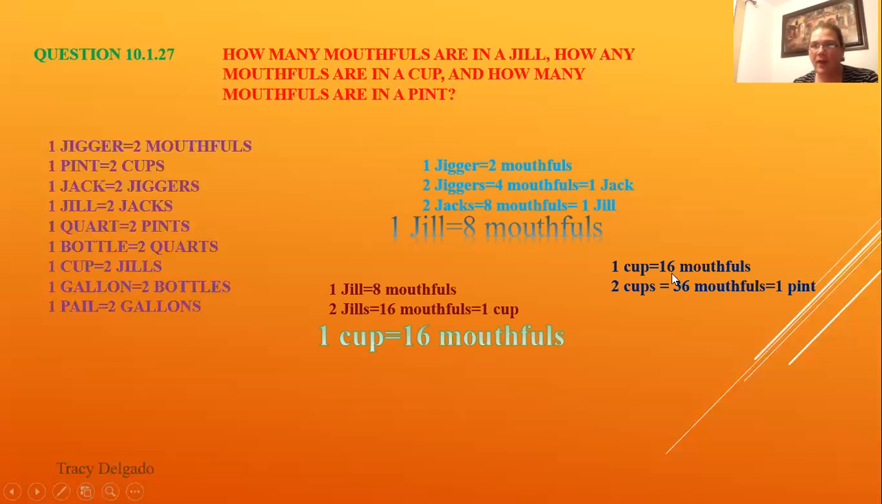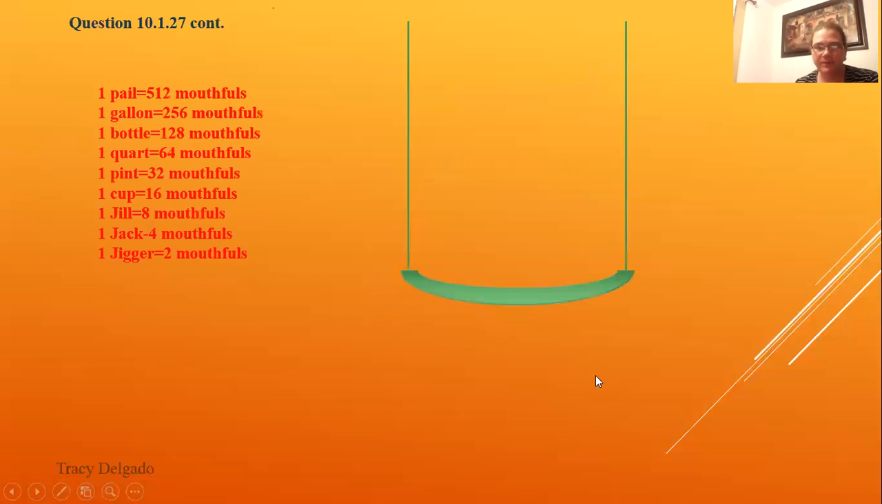And then we have 1 cup equals 16 mouthfuls, 2 cups equals 32 mouthfuls, and that equals 1 pint. And as you can see, we are doubling these amounts in each of these problems. And 1 pint equals 32 mouthfuls.